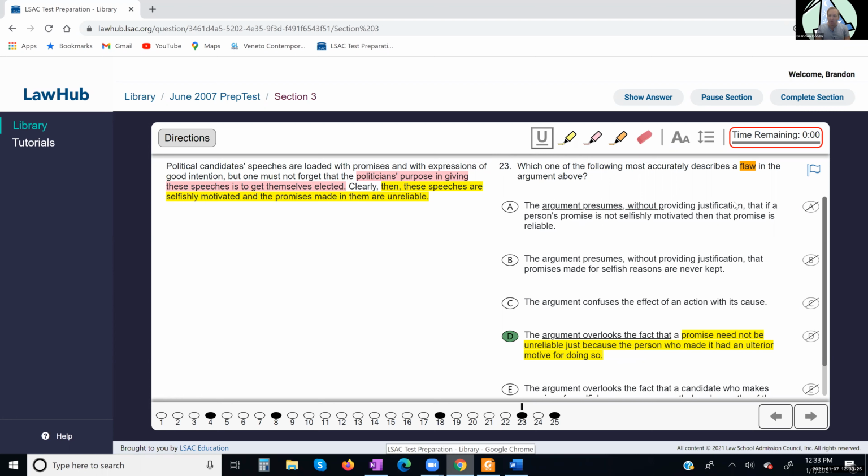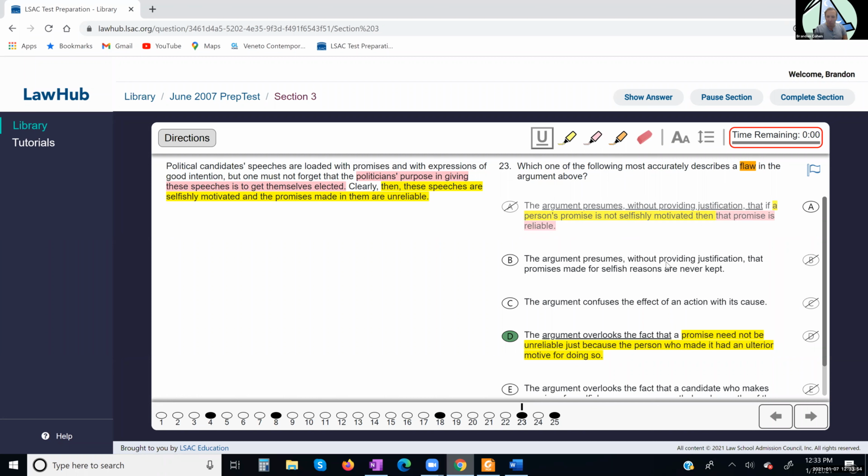A, the argument presumes without providing justification that, so necessary assumption. If a person's promise is not selfishly motivated, then that promise is reliable. Negating an if-then always deals with negating the then. There's a little more to it than that, but just for the sake of this one, it's going to negate. If we negate the then, you'd be talking about the promise being unreliable. The promise being unreliable would strengthen the argument. So when you do the negation of this, this would actually strengthen an argument. So you already can notice that it's going the wrong direction.